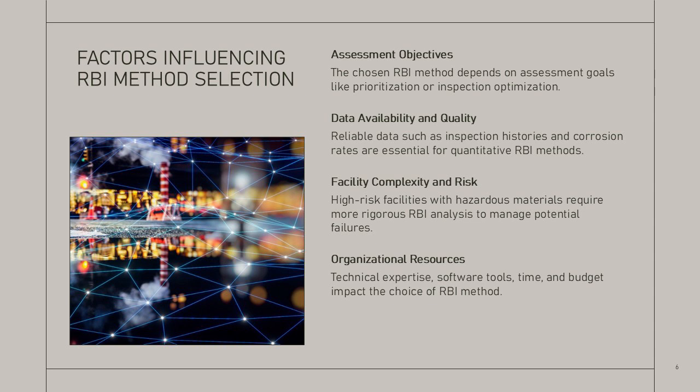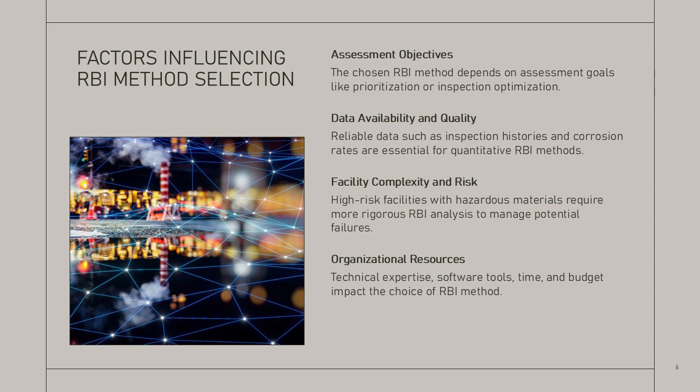Selecting the appropriate RBI analysis method is a critical engineering decision influenced by several factors. One of the primary considerations is the objective of the assessment. For example, high-level prioritization may only require a qualitative or semi-quantitative approach, while detailed inspection interval optimization may necessitate quantitative analysis. Data availability and quality also play a major role, as quantitative methods require reliable inspection histories, corrosion rates, and process data. The complexity of the facility and the potential consequences of failure must also be considered.